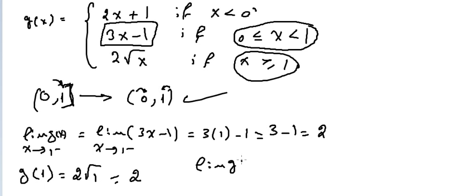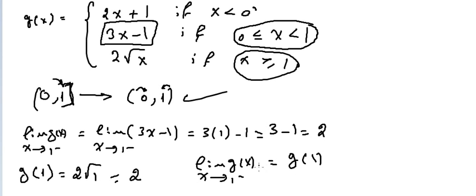Since the limit of g of x as x approaches 1 minus is equal to g of 1, this means that we have left continuity at 1, and it's closed at 1. Since it's continuous over the whole open interval (0, 1), and we have left continuity at 1, yes, the function is continuous on the interval (0, 1]. That's true. Let's go to another problem.